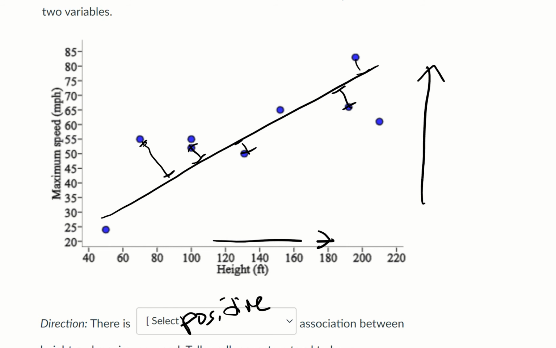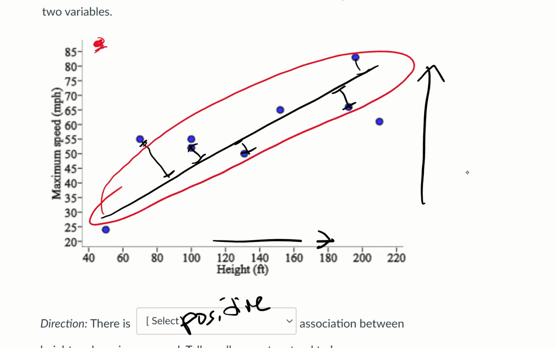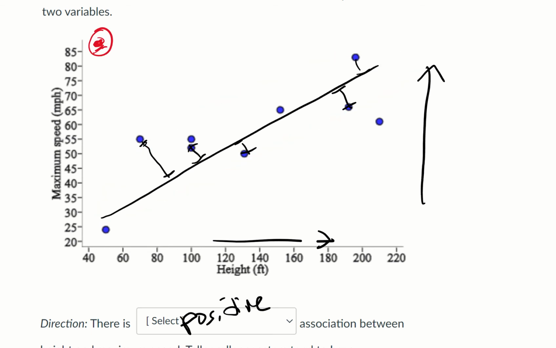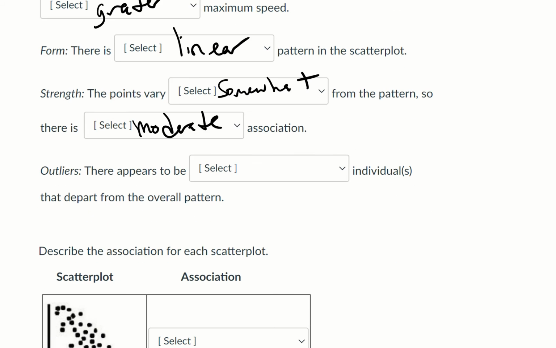So if you had a point that was maybe like this, that is pretty far away from that line. Because look, most of the points cluster around here. This would be very far away from that cluster of points, right? And so if you had a point here, then yes, that would probably be an outlier. But here, there doesn't seem to be any blatantly obvious outliers. And so we're going to say there appear to be no individuals that depart from the overall pattern.